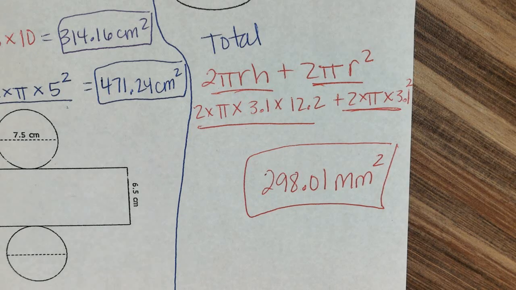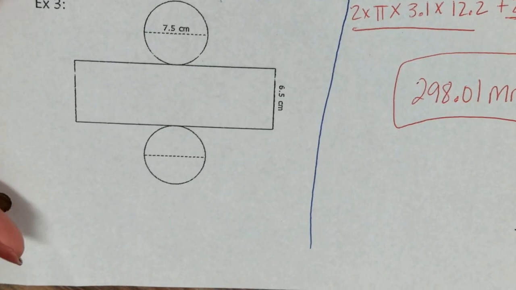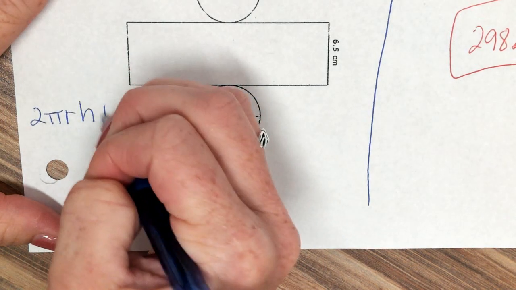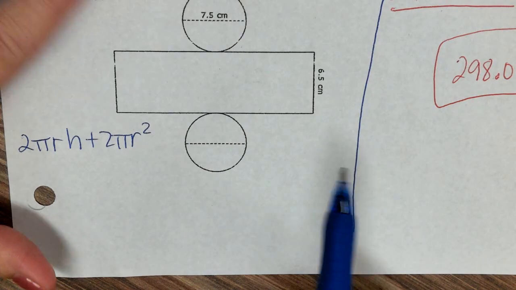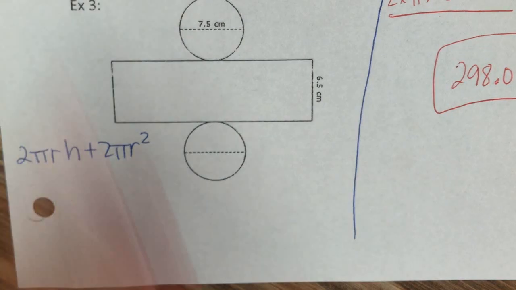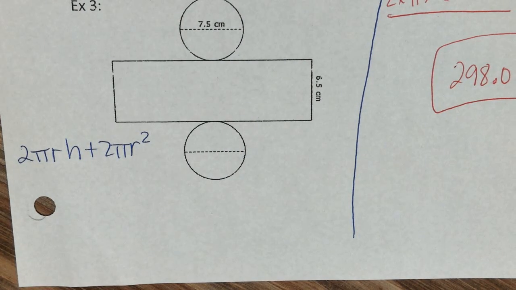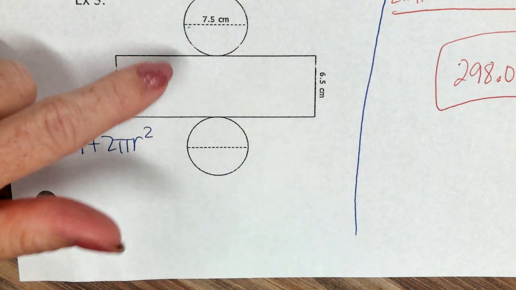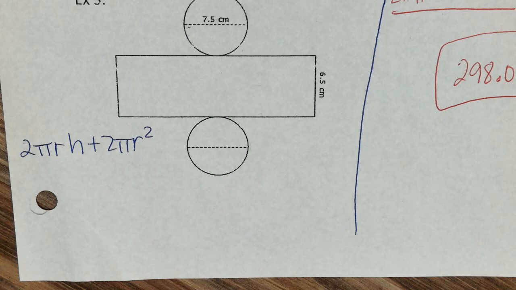All right, I want you to try the last one on your own. We're going to do total. So 2 pi RH plus 2 pi R squared. Again, this is a cylinder that is cut apart. Where does the radius have to come from? The circle. Did they give you a radius? Why? It goes all the way through the circle. So what are you going to have to do to that? All right, go do it on your own and let's see how you do.